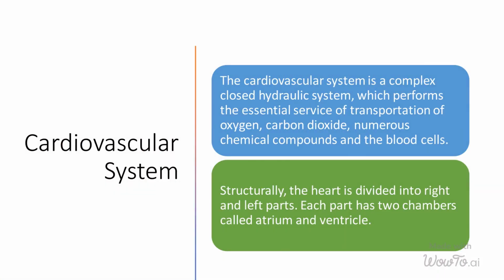The cardiovascular system is a complex closed hydraulic system, which performs the essential service of transportation of oxygen, carbon dioxide, numerous chemical compounds, and blood cells. Structurally, the heart is divided into right and left parts. Each part has two chambers called atrium and ventricle.